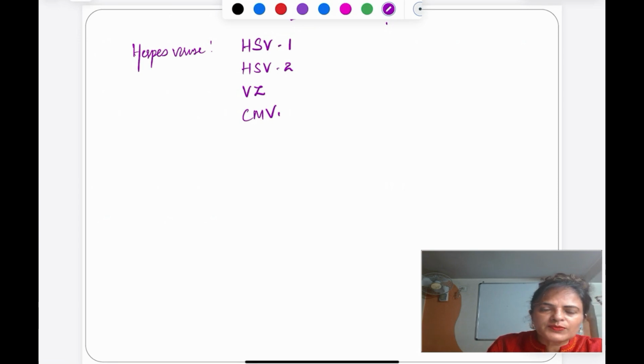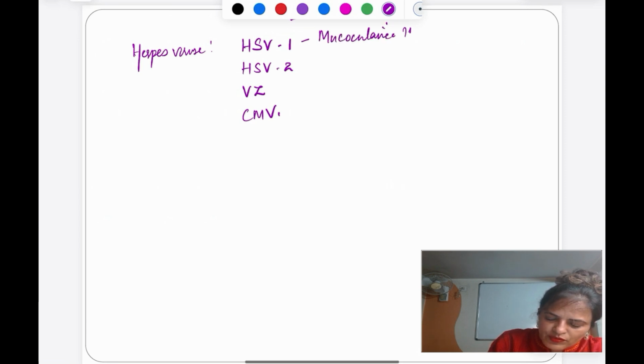Now herpes simplex virus 1, it causes what? It causes mucocutaneous herpes simplex.